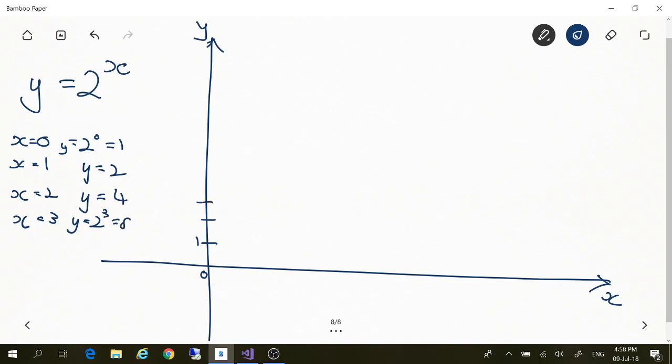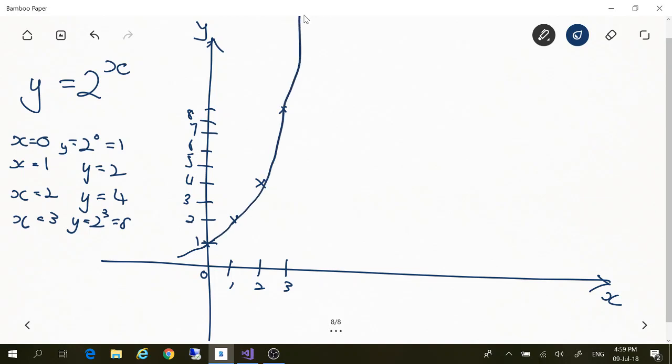So let's try to plot this accordingly. 1, 2, 3, 4, 5, 6, 7, 8 in this sense, and this is 1, 2, 3. So it started from here. When x is 1, y is 2, which is quite okay. When x is 2, y is 4. When x is 3, y is 8. So you see that the graph actually goes up tremendously, very steeply here.